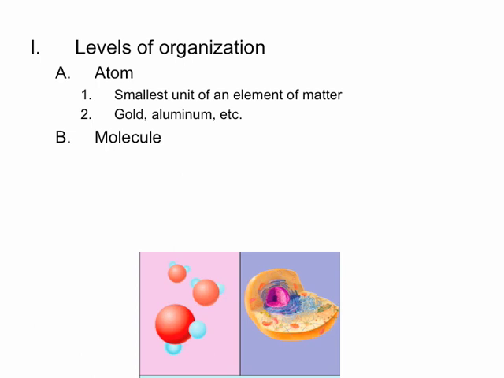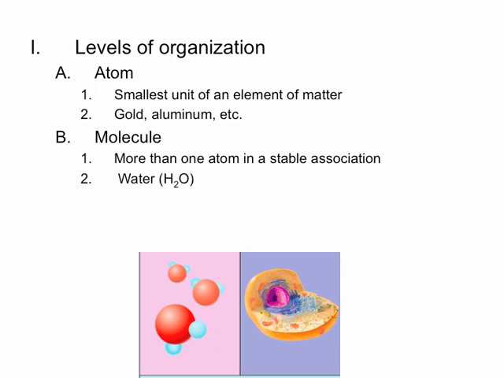A molecule is going to be the next level of organization. By definition, a molecule is more than one atom in a stable association. Water is an example of a molecule. In water, we have 2 atoms of hydrogen and 1 atom of oxygen, thus the symbol H2O.